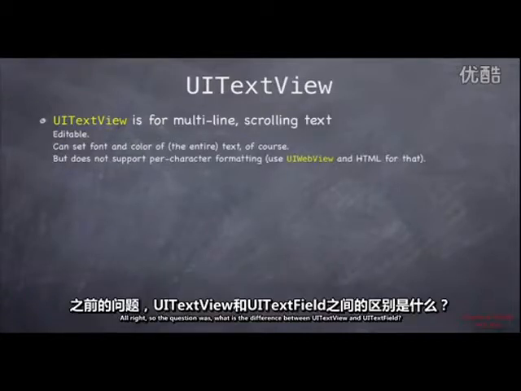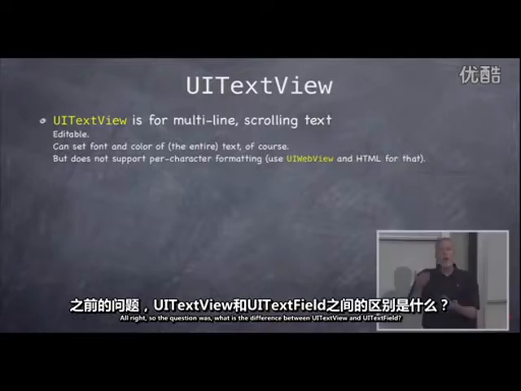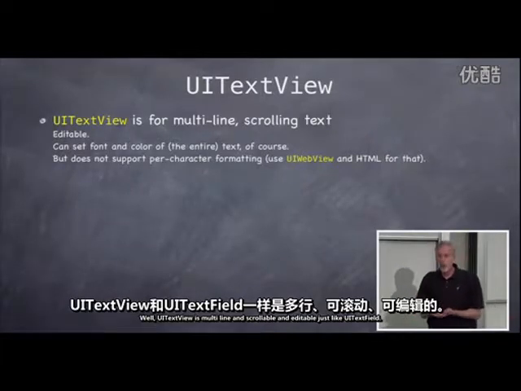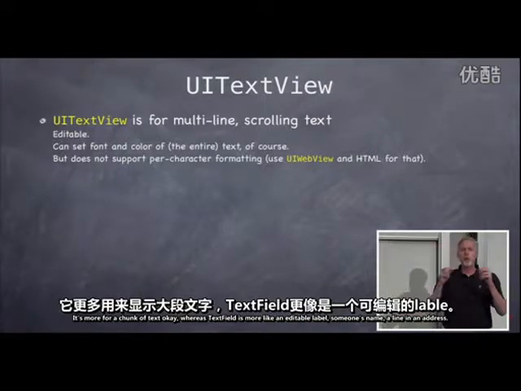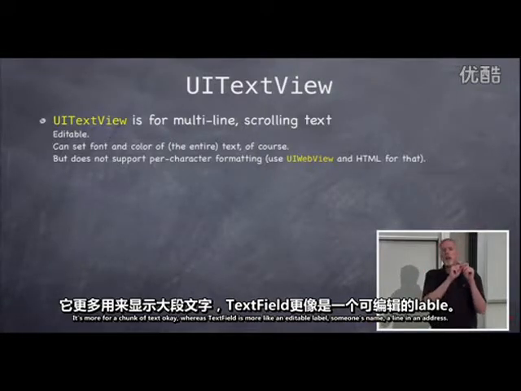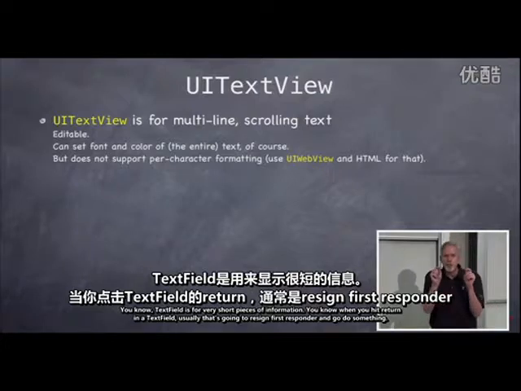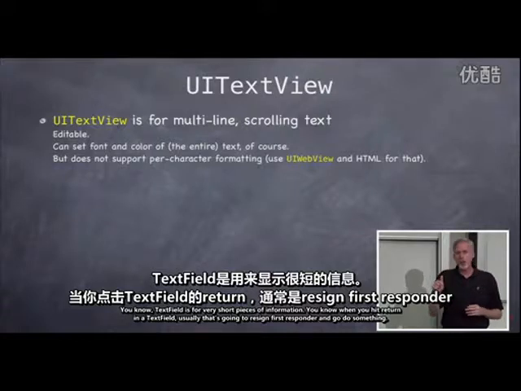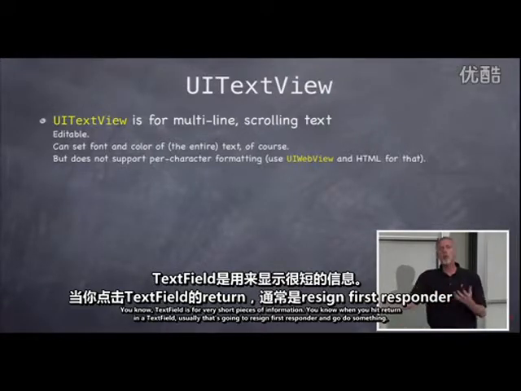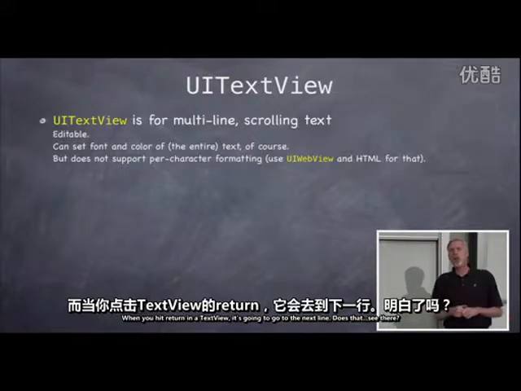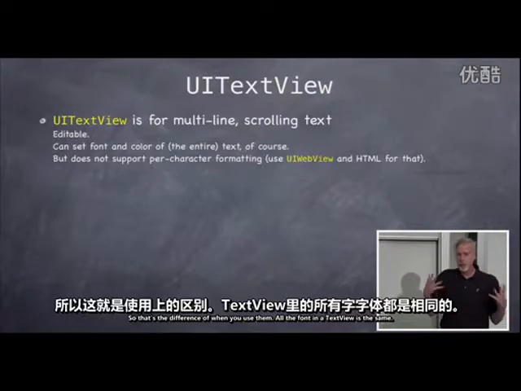All right, so the question was, what's the difference between UI text view and UI text field? Well, UI text view is multi-line and scrollable and editable, just like UI text field. It's more for a chunk of text, okay? Whereas text field is more like an editable label, someone's name, a line in an address. That text field is for very short pieces of information. When you hit return in a text field, usually that's going to resign first responder and go do something. When you hit return in a text view, it's going to go to the next line. Do you see the difference? So that's the difference of when you use them.